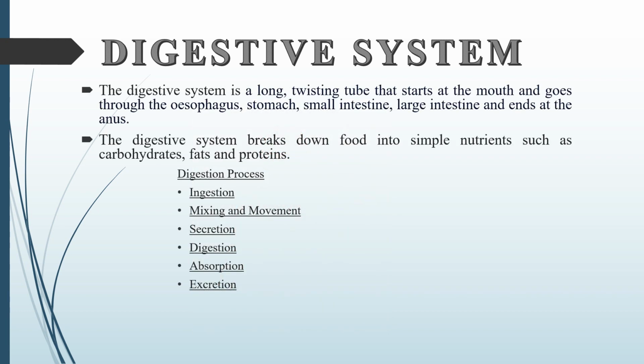The digestive system is a long twisting tube that starts at the mouth and goes through the esophagus, stomach, small intestine, and large intestine, and ends at the anus. The digestive system breaks down food into small nutrients such as carbohydrates, fats and proteins. The digestion process involves the following steps: ingestion, mixing and movement, secretion, digestion, absorption and excretion.